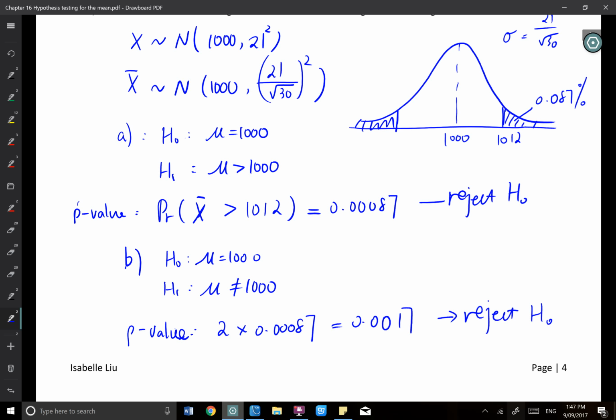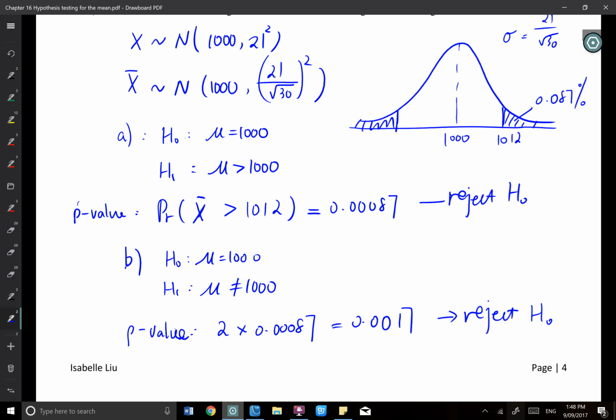Then I need to start to suspect that my mu is not actually that one. It's really hard to get under that assumption, and that's all coming from my original assumption that mu is 1000. But you get something which is really hard to get.